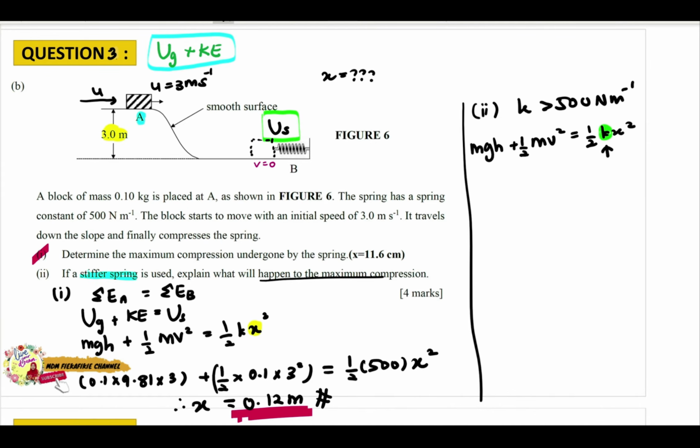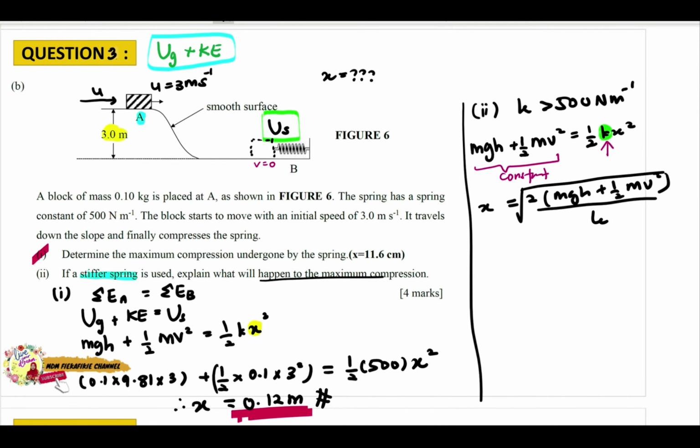If k is increasing, so let's use another color. Besar kan? So, ini constant. Ini tidak berubah in this case. Dia tak ada ubah V, tak ada ubah height. Okay. So, kalau kita nak tahu x kita, kita boleh tulis balik lah. Kalau nak tulis, dia akan jadi 2 times mgh plus half mv squared. Is it? Bagi dengan k lah.